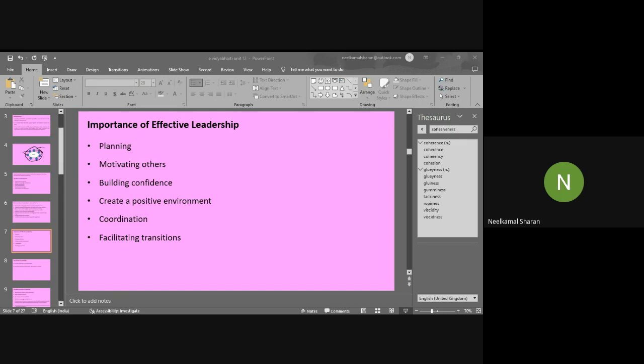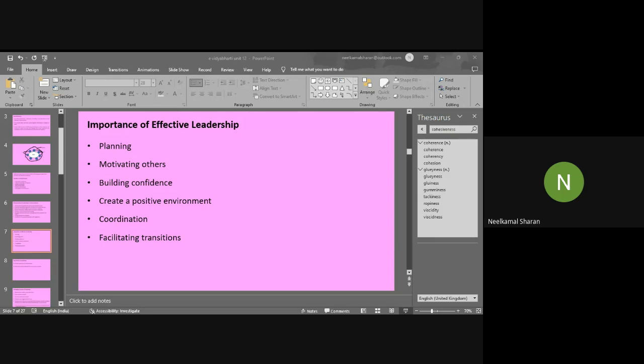Next importance is creating a positive environment. What do these effective leaders do? They create a positive environment in the group or in the organization, without which the achievement of a goal or completion of a task or a project is not possible. There must be a positive environment, an open environment, and freedom provided to all the members of the group. So a positive environment is very, very important for effective leadership.